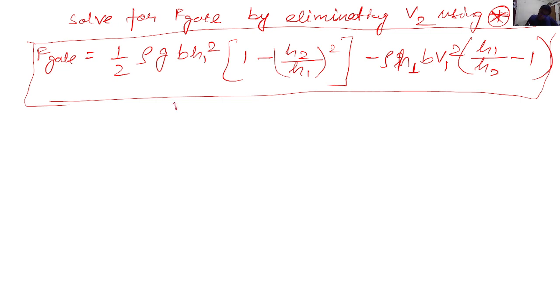However, there is one problem with it. V1 and V2 are still unknown in this expression. We need to find either V2 or V1 and then substitute in this expression. So in order to do that, we have to follow another step. So we basically apply Bernoulli's equation.